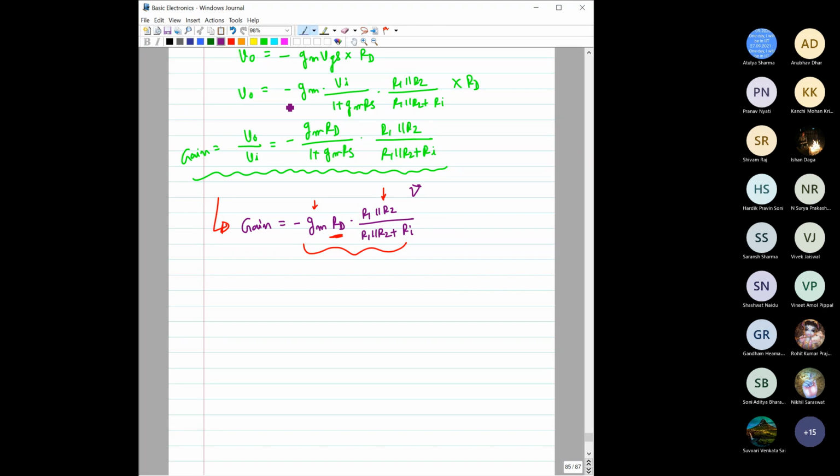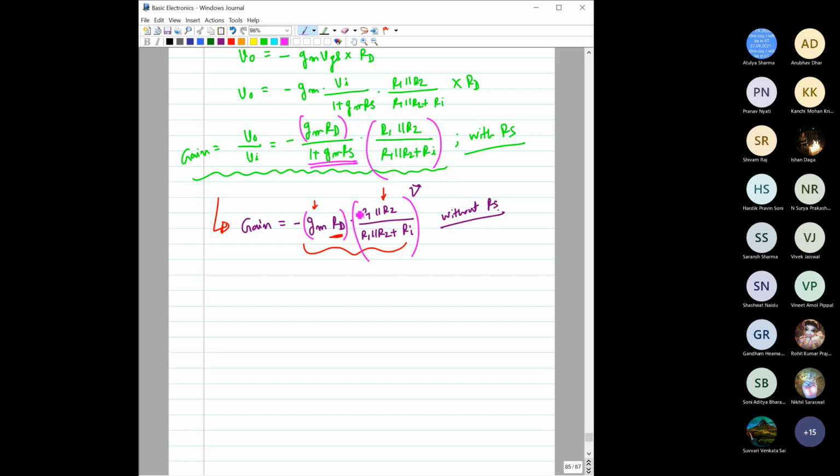So this was without RS, and this is with RS, right? If you now compare this to this gain, then obviously you can see this term and this term are the same, right? Here this gmRD, and also this minus term is the same, right? But the additional term which you can see here is 1 plus gmRS, right?